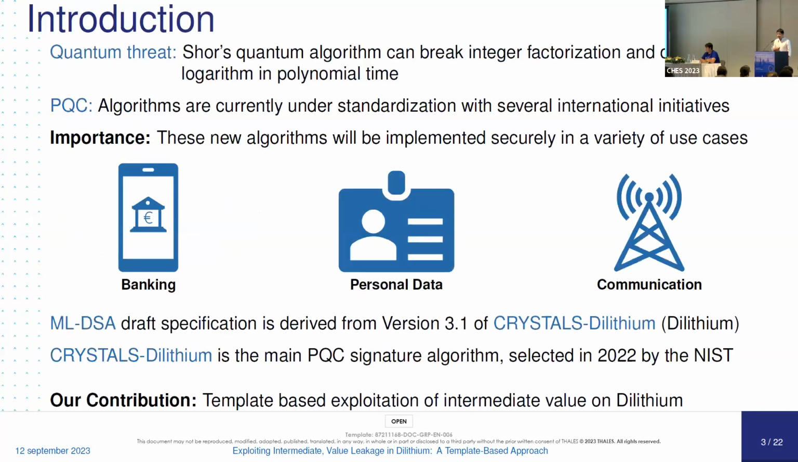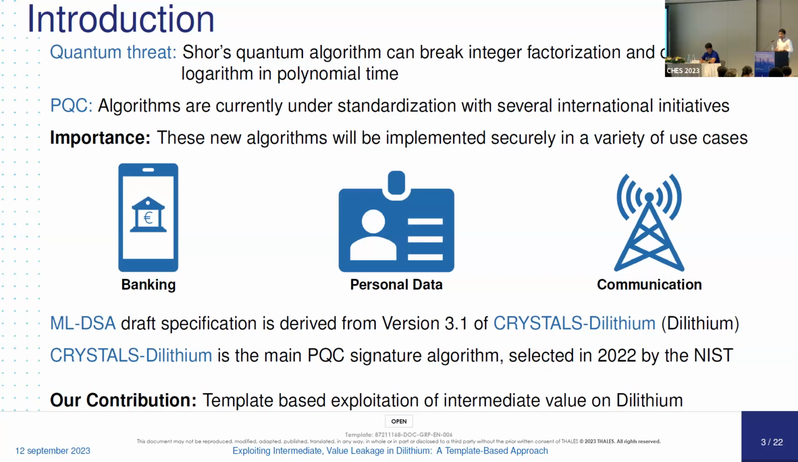As you may already know, Shor has shown a quantum algorithm that can break the integer factorization and discrete logarithm problems in polynomial time. So given a powerful enough quantum computer, this means that some standard public key cryptosystems are no longer secure. For this reason, there have been several international initiatives since around 2016 in order to standardize new post-quantum cryptosystems. Once standardized, these new algorithms will need to be implemented securely in a variety of use cases.